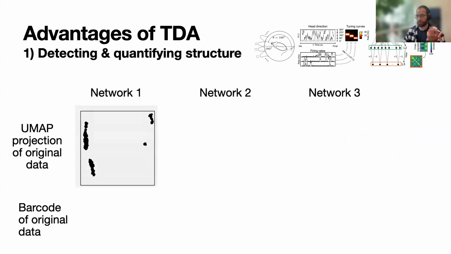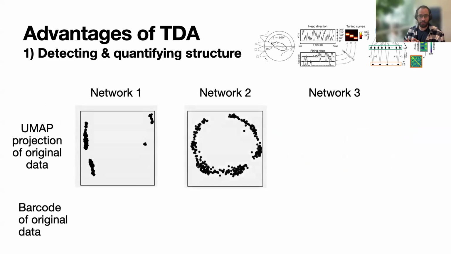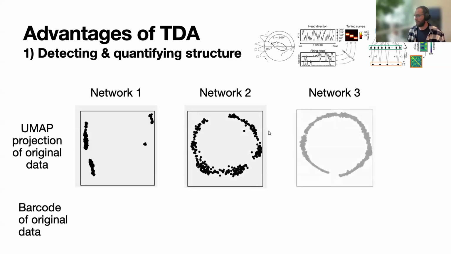So in the first architecture, UMAP gives me this, which is not super promising. In a different network, I get this thing, which looks pretty circular. And in network 3, I get something that definitely must be a circle, or so we think.